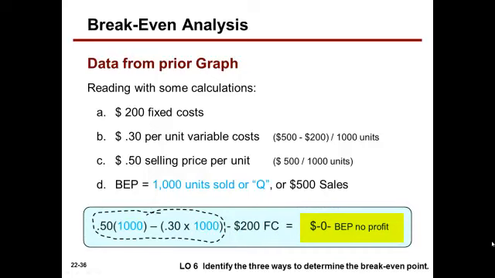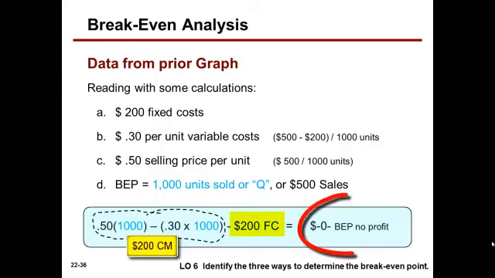The expression on the left, selling price 50 cents times 1,000 units minus 30 cents variable cost per unit times the number of units sold, is our contribution margin, $200. $200 contribution margin less $200 fixed cost equals 0 profit, break-even point, 1,000 units sold.